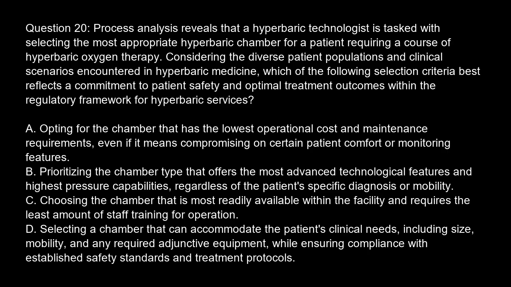Option A. Opting for the chamber that has the lowest operational cost and maintenance requirements, even if it means compromising on certain patient comfort or monitoring features. Option B. Prioritizing the chamber type that offers the most advanced technological features and highest pressure capabilities, regardless of the patient's specific diagnosis or mobility. Option C. Choosing the chamber that is most readily available within the facility and requires the least amount of staff training for operation. Option D. Selecting a chamber that can accommodate the patient's clinical needs, including size, mobility, and any required adjunctive equipment, while ensuring compliance with established safety standards and treatment protocols.